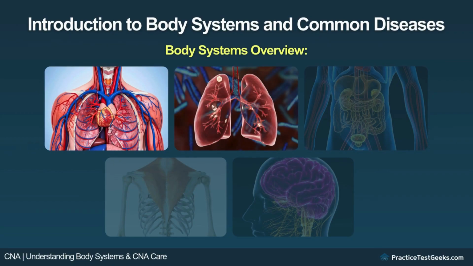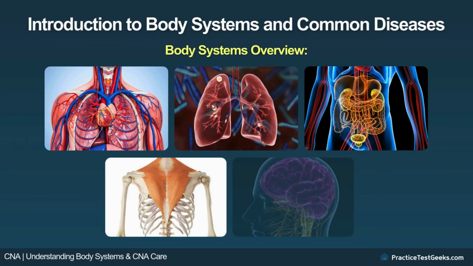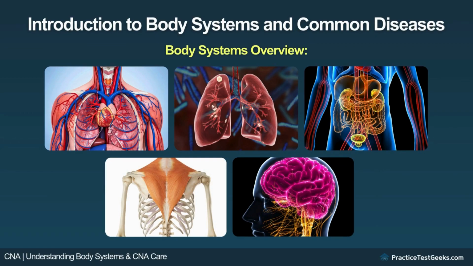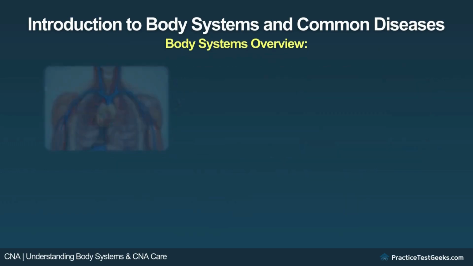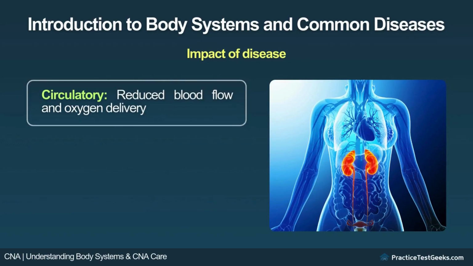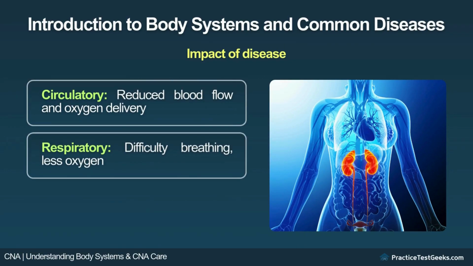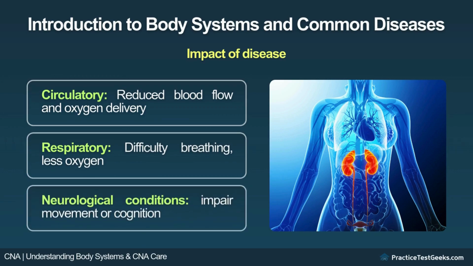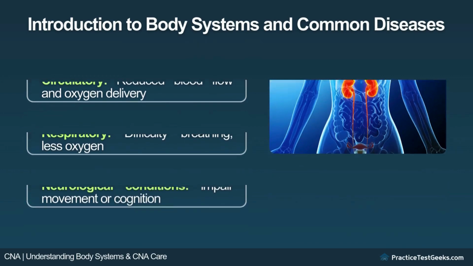Circulatory, respiratory, digestive, musculoskeletal, and nervous systems. Each of these systems works together to maintain overall health. When any system is impaired, normal functioning is affected. For instance, heart disease impacts circulation, respiratory illnesses affect oxygen delivery, and neurological conditions can impair movement or cognition.